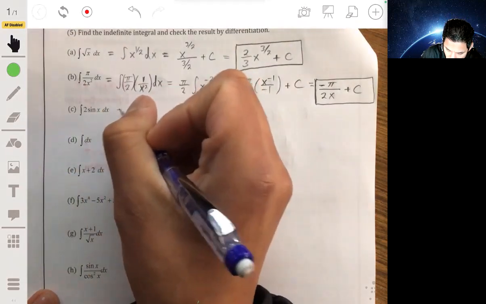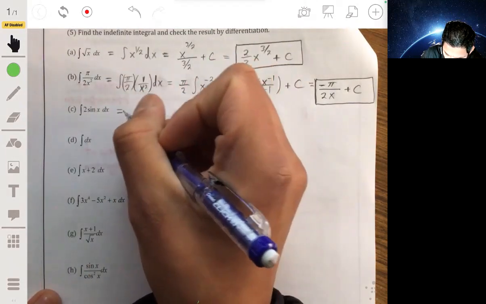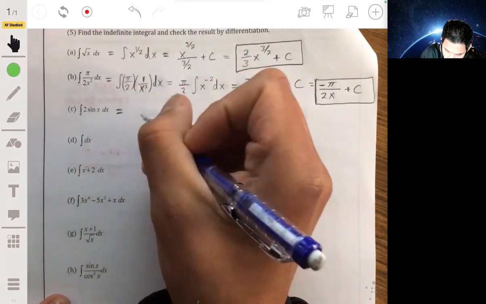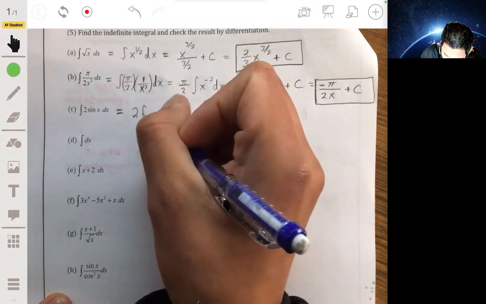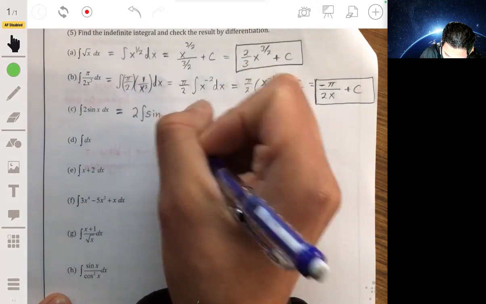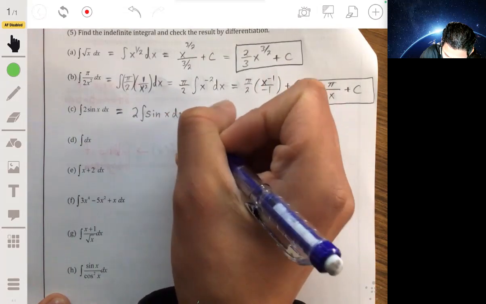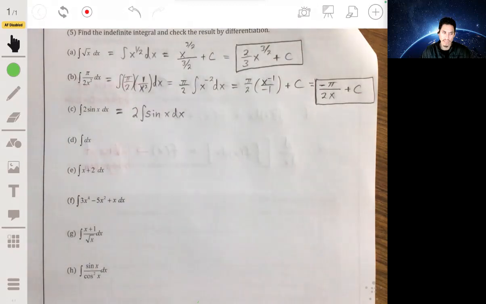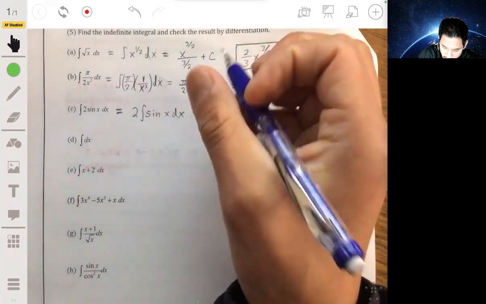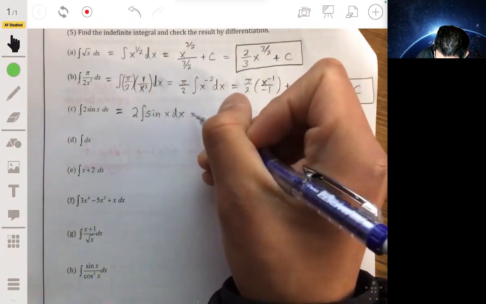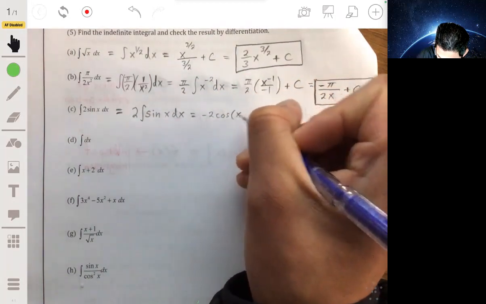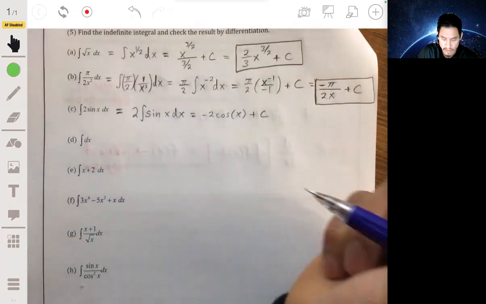All right, for c, again, don't let that 2 throw you off. This is the same as just 2 times sine of x dx. So we can actually take the 2 out and have this be 2 times the integral of sine of x dx. So let's just focus on the antiderivative of the sine of x. Again, just doing the opposite: what function has the derivative that's the sine of x? That's going to be the negative cosine of x. So this will be 2 times the negative cosine of x, or just -2 cosine of x. Let's not forget our constant c.